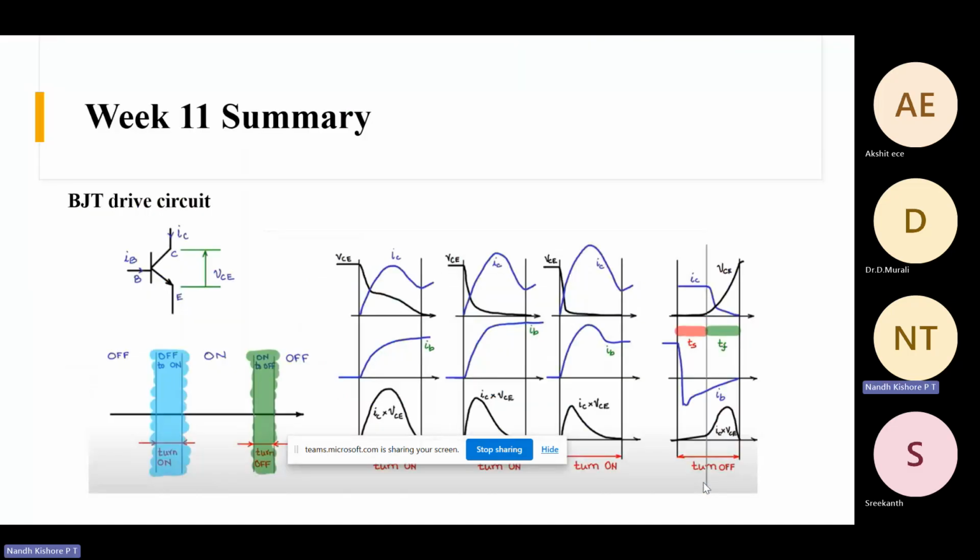In this week, you studied the drive circuits for BJTs and MOSFETs. Apart from the driving mechanisms, you also went through the overcurrent protection as well as the snubber protection, right?